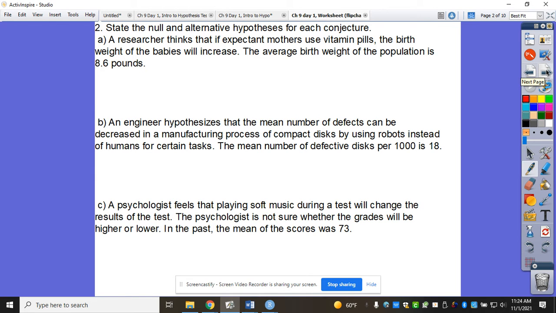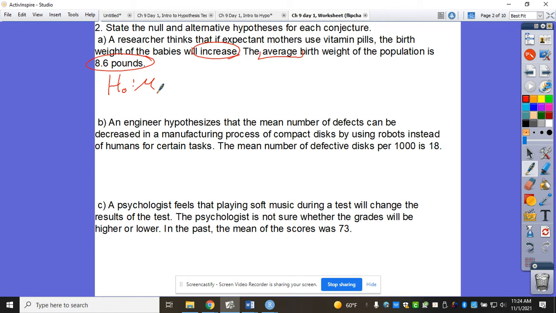Alright, so number two. A researcher thinks that if expected mothers use vitamin pills, the birth weight of the babies will increase. What's important in that first sentence? What's important in the second sentence? Two things that I would want to mark. Average and... So my null hypothesis is going to be what, because I'm dealing with averages?